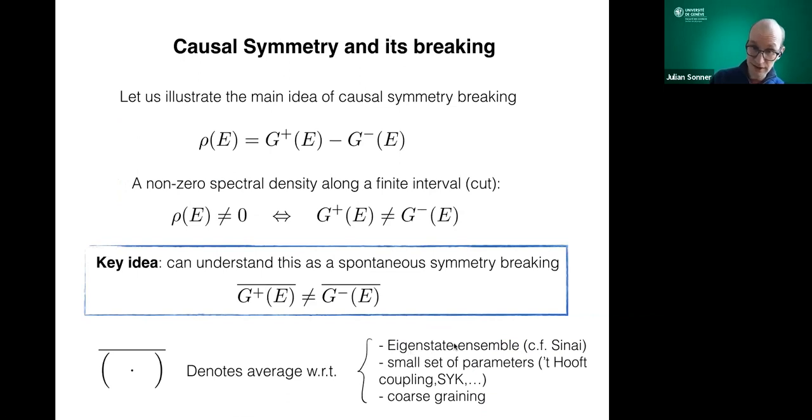You can do it with respect to the eigenstate ensemble, which I just explained. This is just the binning, but you could also think about just averaging over a small set of parameters, like in N equals 4, for example. You could imagine averaging over the 't Hooft coupling or some other marginal parameter, or maybe someone can come up with another suitable coarse-graining.